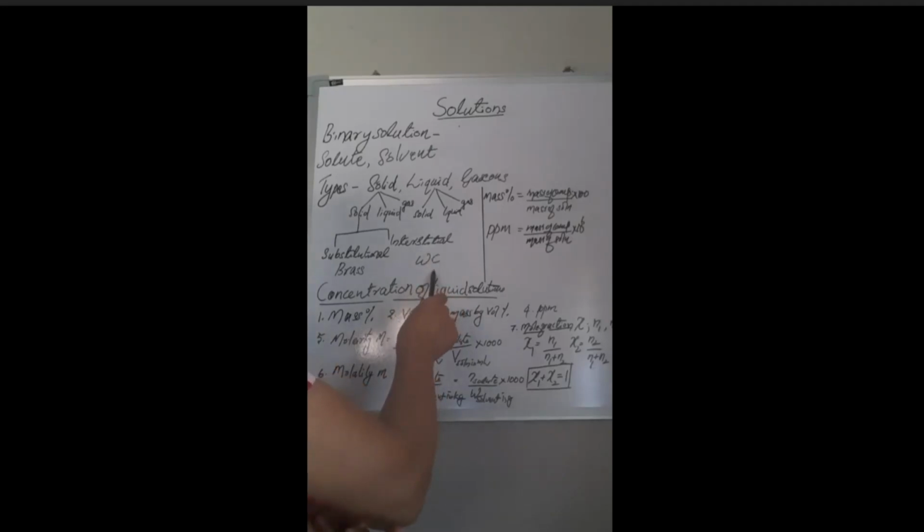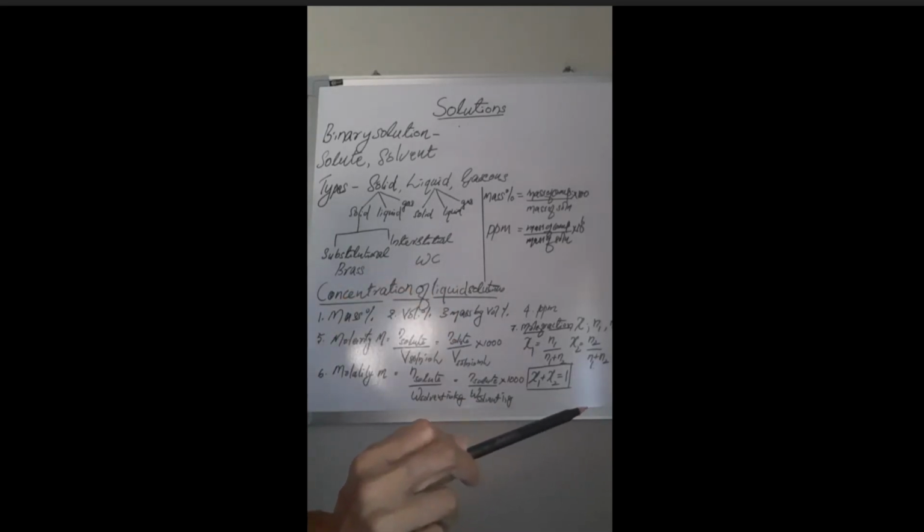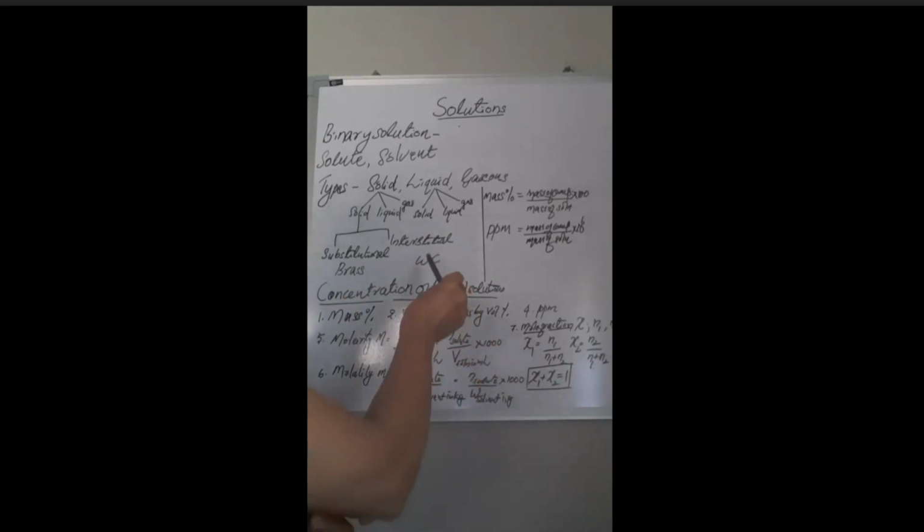Then the interstitial solid solution. In this, small atoms of one component go into the interstitial sites of the other component. For example, tungsten carbide. Small carbon atoms go into the interstitial sites of the tungsten crystal lattice.